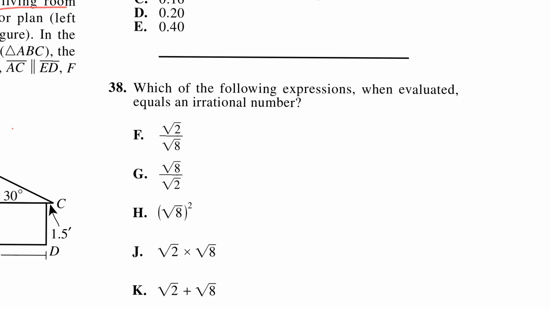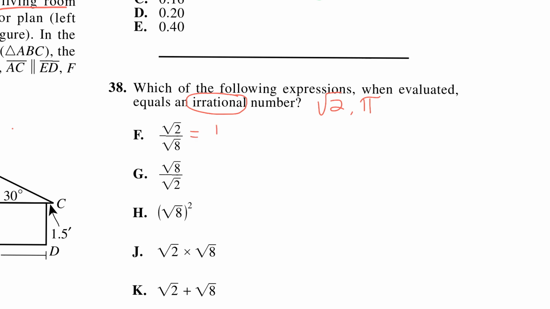Problem number 38. Which of the following expressions, when evaluated, equals an irrational number? So anytime you have an irrational number, it's going to be a number something like the square root of 2 or square root of 3 or pi.